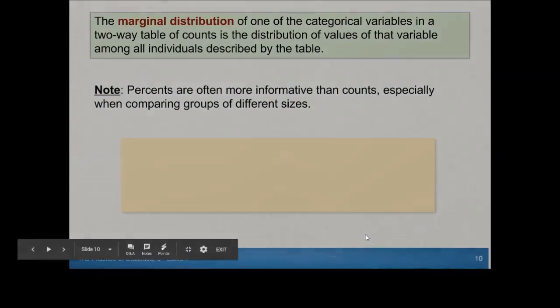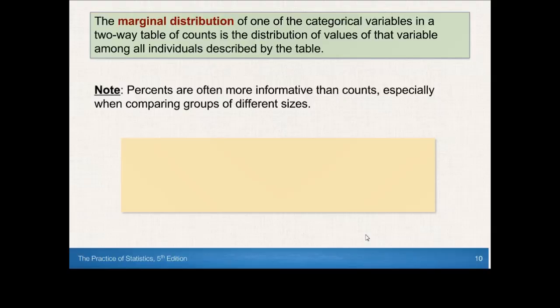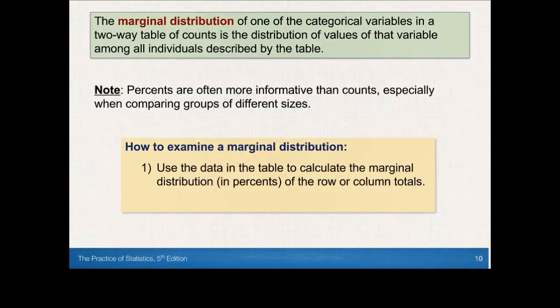All right, so the information of one of the categorical variables in a two-way table counts in the distribution of values of that variable among all individuals in the table. So what does that mean? The marginal distribution will be how the margins are distributed. So we use the data in the table to calculate the marginal distribution in percents for the rows and the columns, and then we're going to make a graph of it. So let's go ahead and do that.